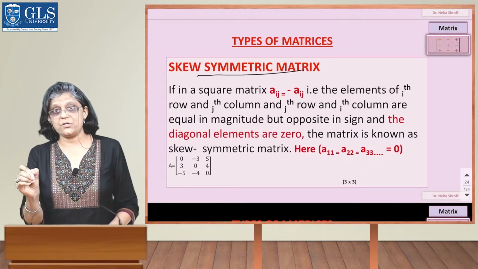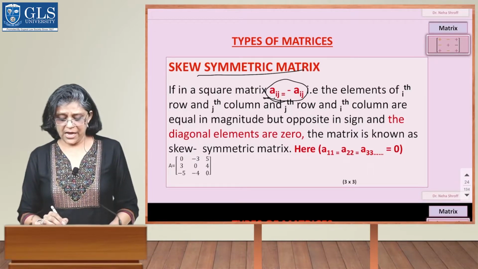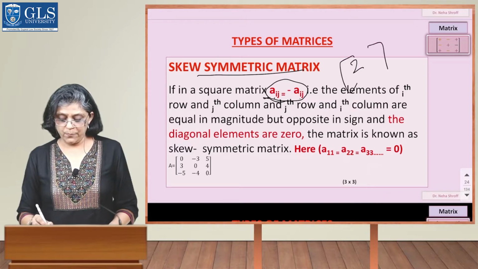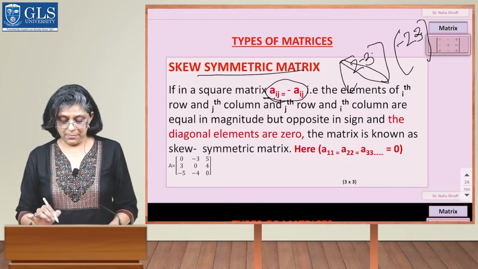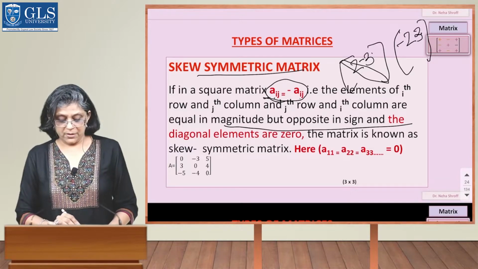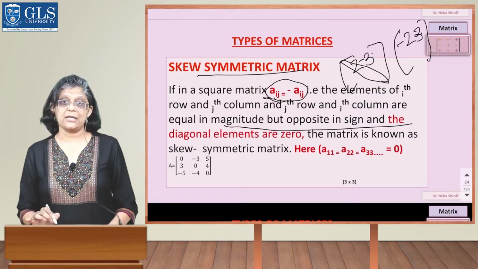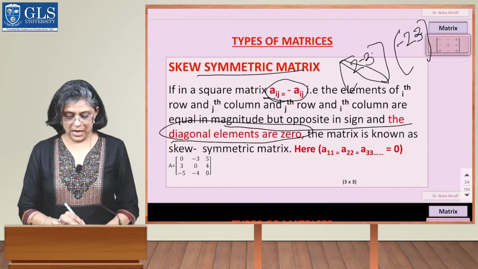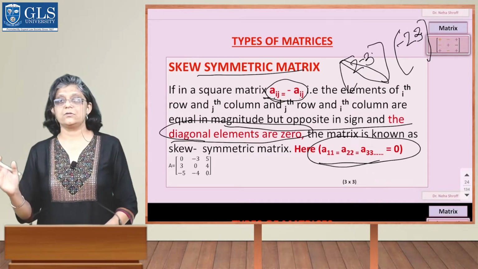We had understood symmetry matrix where we make use of the diagonal values. So if in a square matrix Aij is equal to minus Aji. Clear? So this was 2, तो इसमें -2 होगा. This was 3, तो इसमें -3 होगा. But the condition something about diagonal is given. I repeat once again, if in a square matrix the elements of the ith row and jth column, and the jth row and ith column, are equal in magnitude but opposite in sign, and the diagonal elements are 0, that means A11, A22, A33, first row first column, second row second column, third row third column are 0.